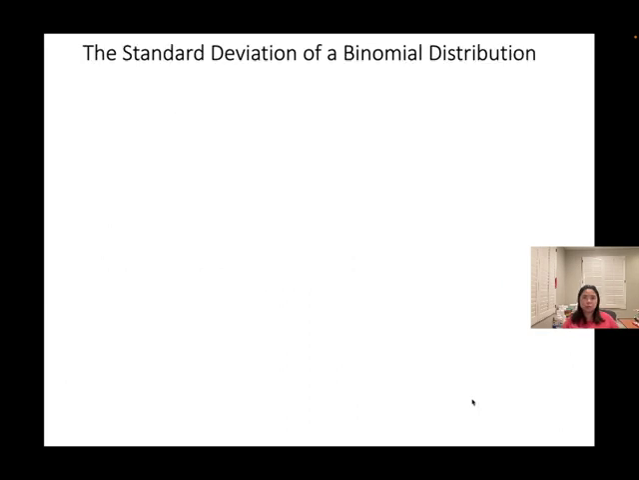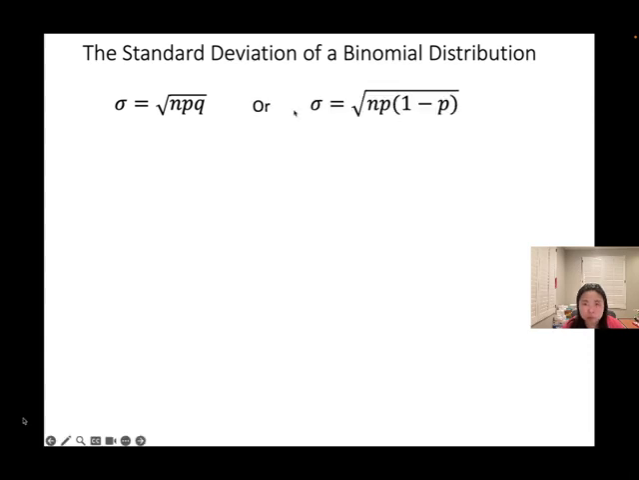Okay, standard deviation of the binomial distribution. We just learned the mean, right? Mean equal to n times p. Standard deviation, sigma, will be equal to the square root of n times p times q. Or you could put n times p times 1 minus p. You know p and q are complements, right? So either you put the q here or you do 1 minus p here.